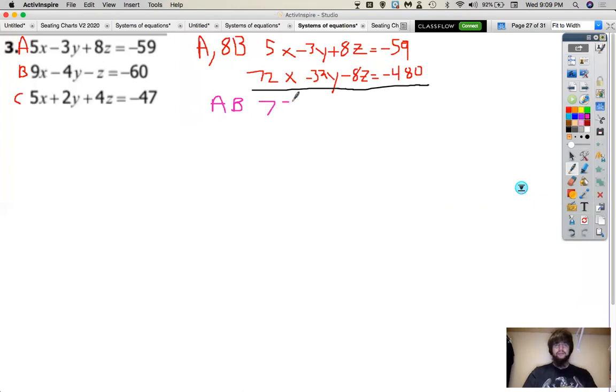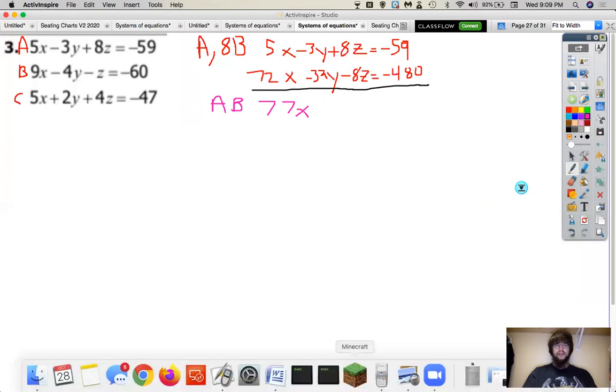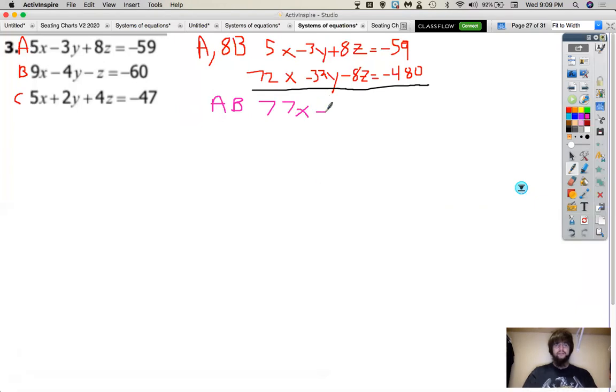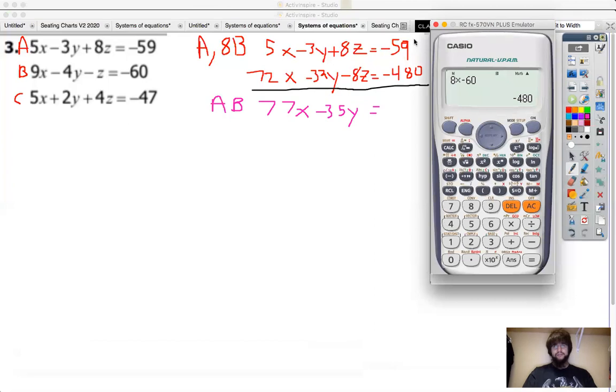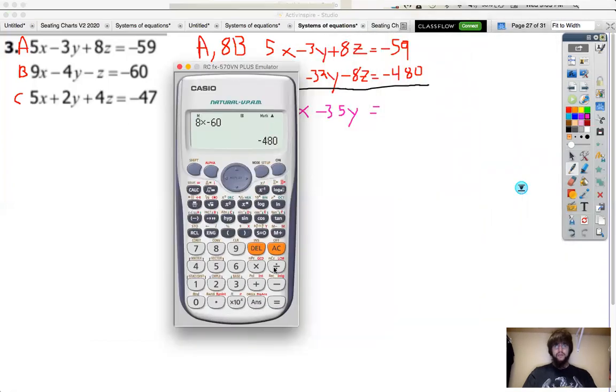77x. Use a calculator. Negative 35y. Z's are gone. Use a calculator. That's going to be negative 530, 550, yeah, use a calculator. 539. Negative 480 minus 59. Negative 539.